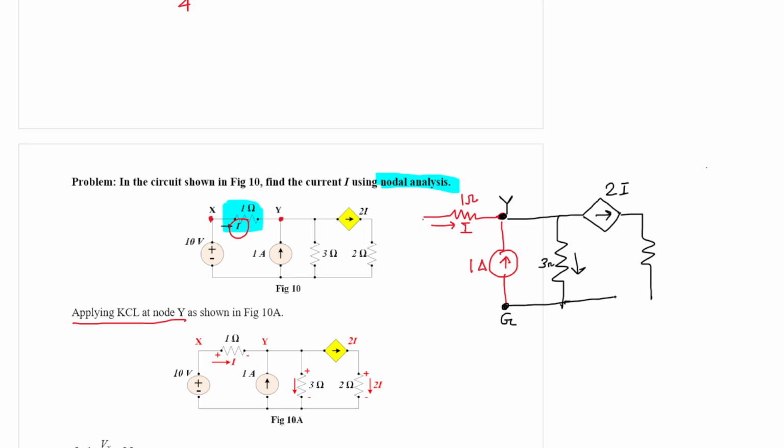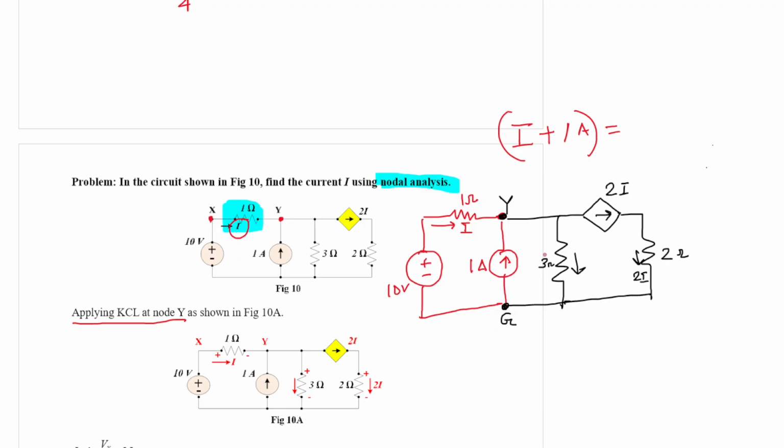This is also 2I, and this current should be flowing through this 2 ohm resistance. So let me complete the figure first. We have indicated all the entering current by red and all the leaving current by black. So this is the 10 volt source. Entering current, the first current is I, second current is 1 ampere. So these two currents are entering.